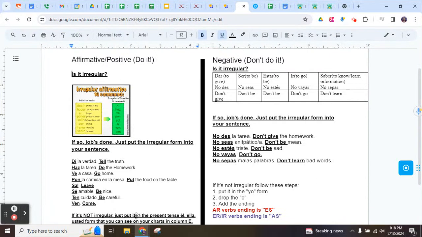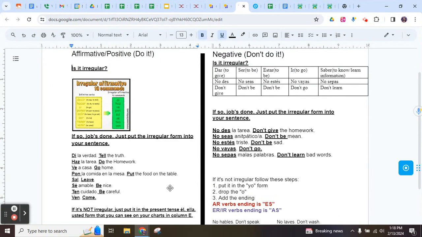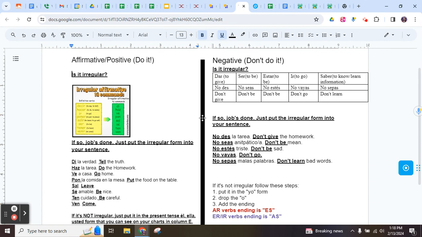I'm creating this Screencastify because I want to try and come up with a way that's not going to be confusing for people to do commands. So I put everything onto one sheet, okay? And I put this big thick line down the middle so that you will always remember that what you do for affirmative commands is different from what you do for negative commands.